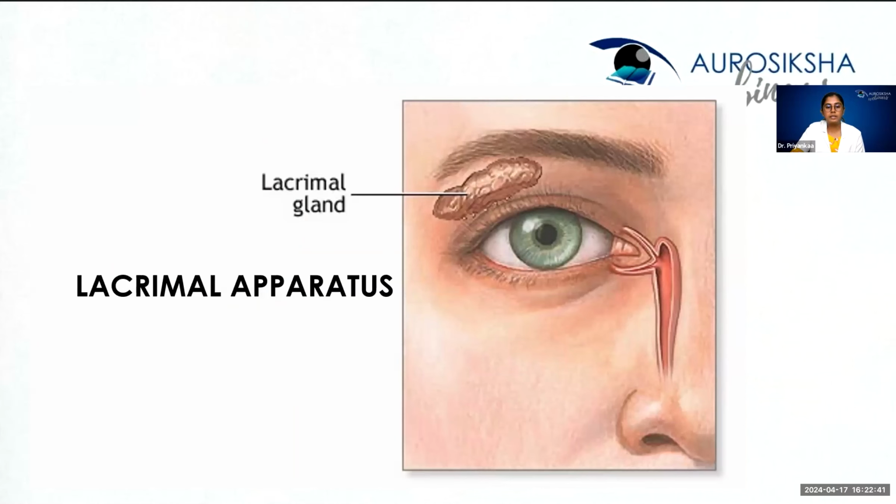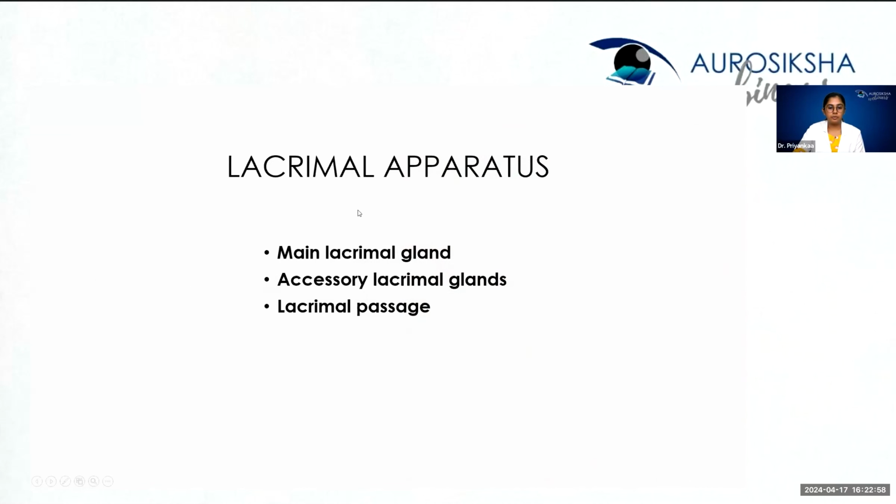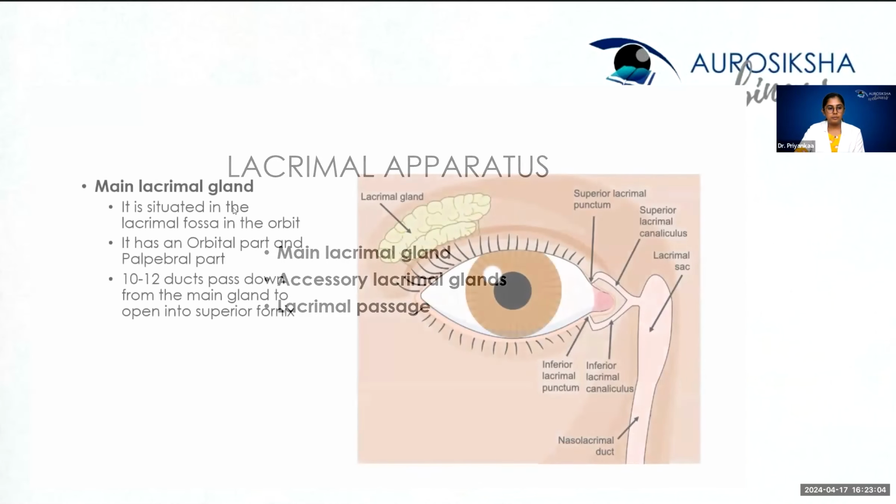So moving on to our next topic, the lacrimal apparatus. As you all know, the main function of the lacrimal apparatus is to secrete the tears, which I'll be telling in a few slides. The lacrimal apparatus consists of three main parts: the main lacrimal gland, the accessory lacrimal glands, and the lacrimal passage.